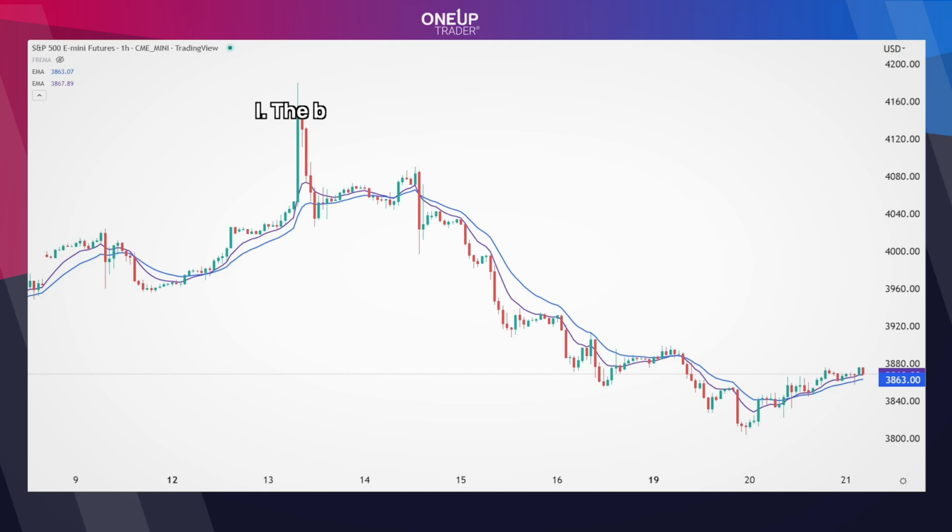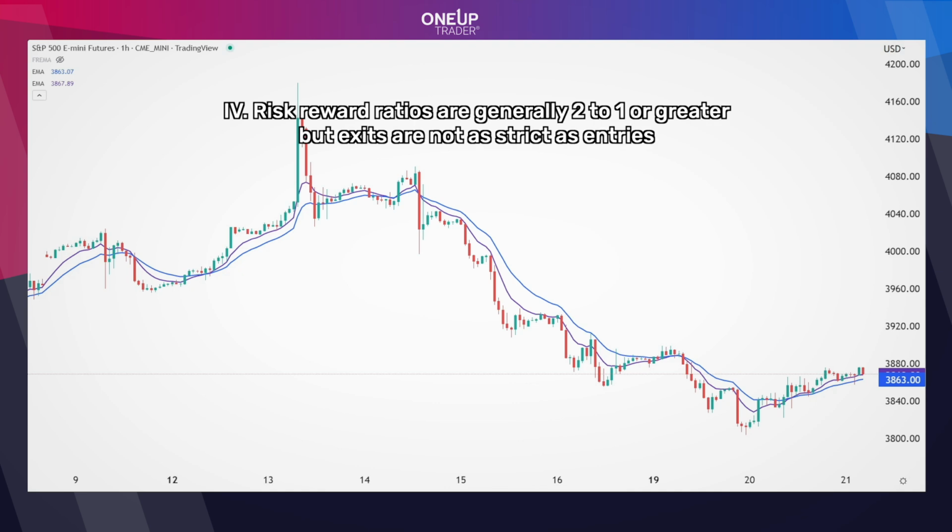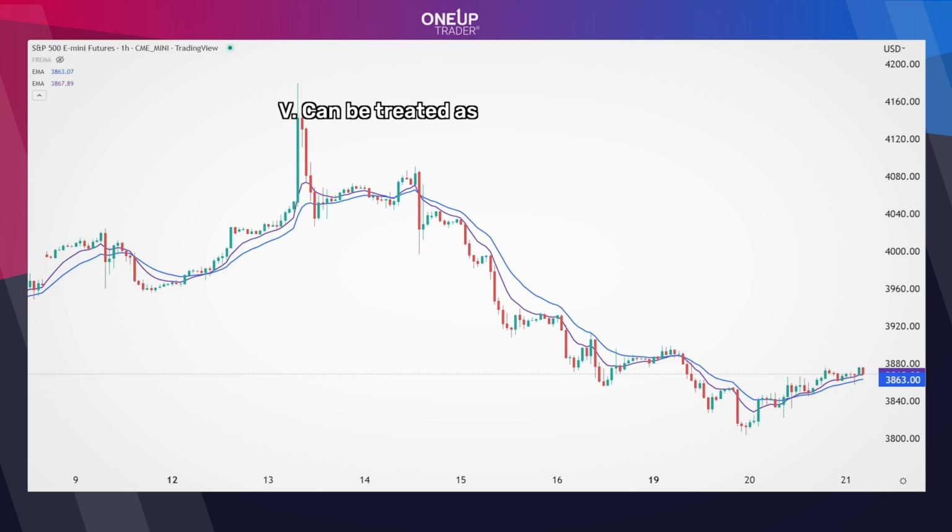The basic principle of the floor trader strategy is simple to understand. The entry is always based on price action, and it can be a great way of entering into trending markets. Risk-reward ratios are generally 2-to-1 or greater, but exits are not as strict as entries. This strategy can also be treated as a scalping strategy. So if a specific trader only has a few hours to trade per day, this system can work on lower time frames. And it also does not require other technical analysis tools.